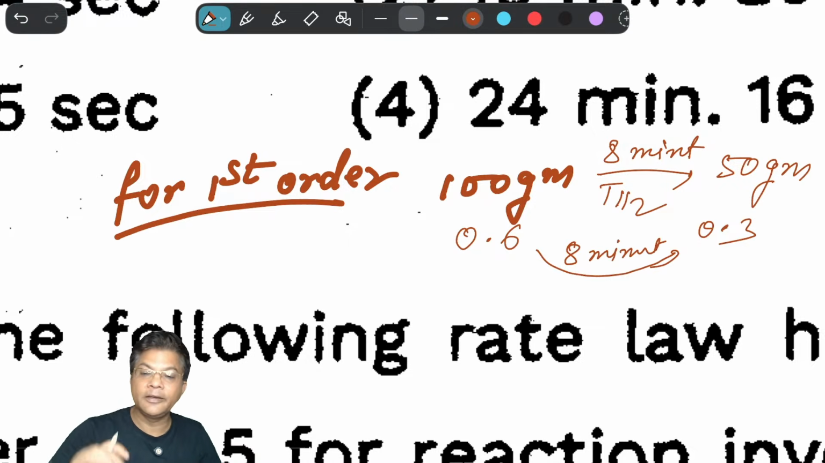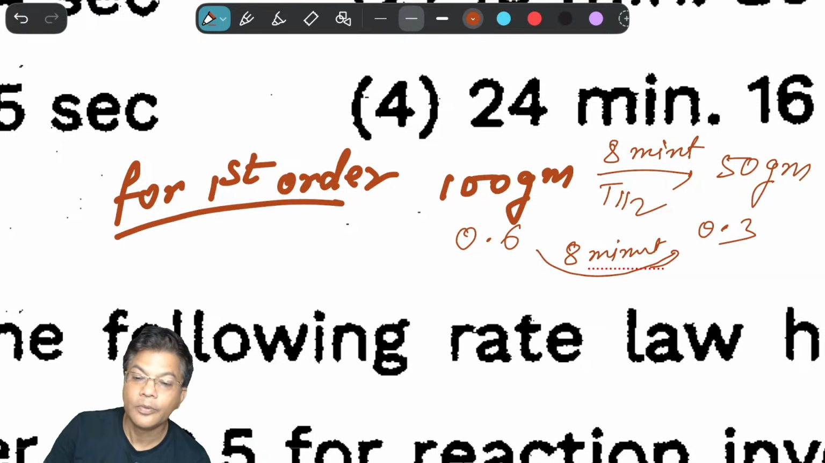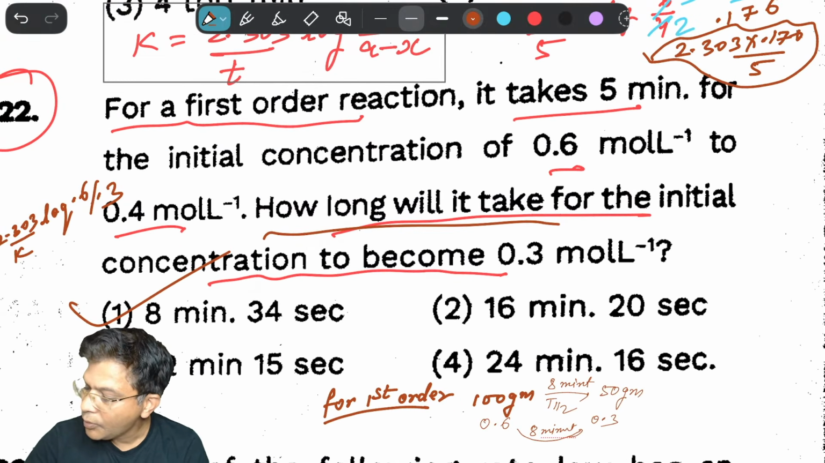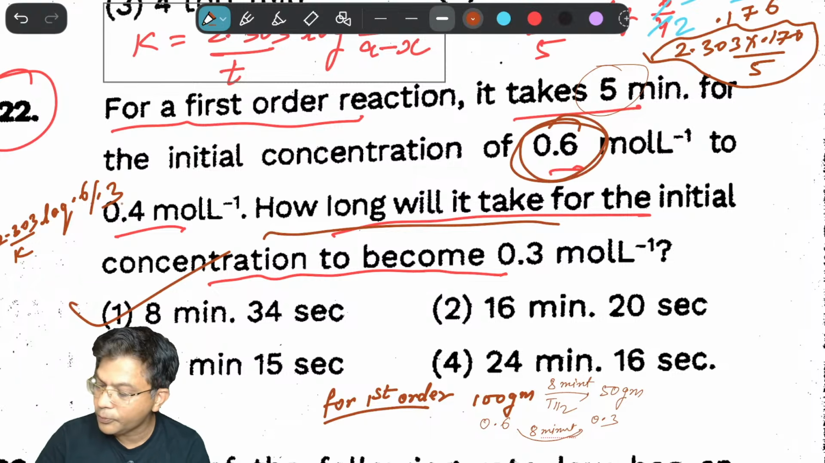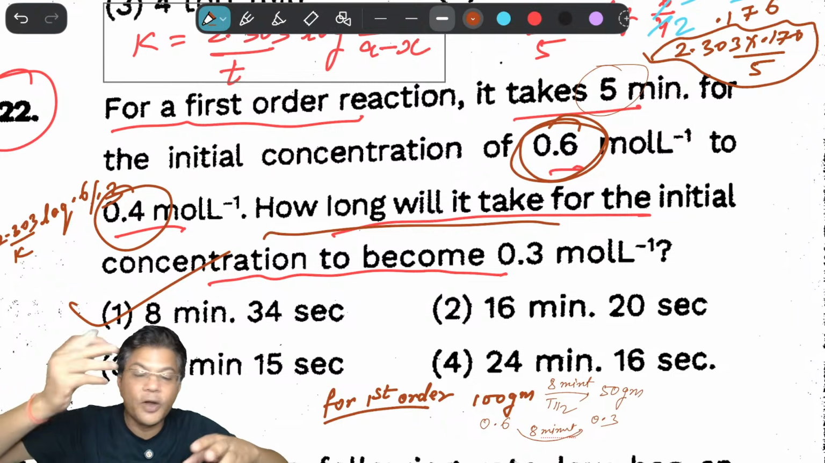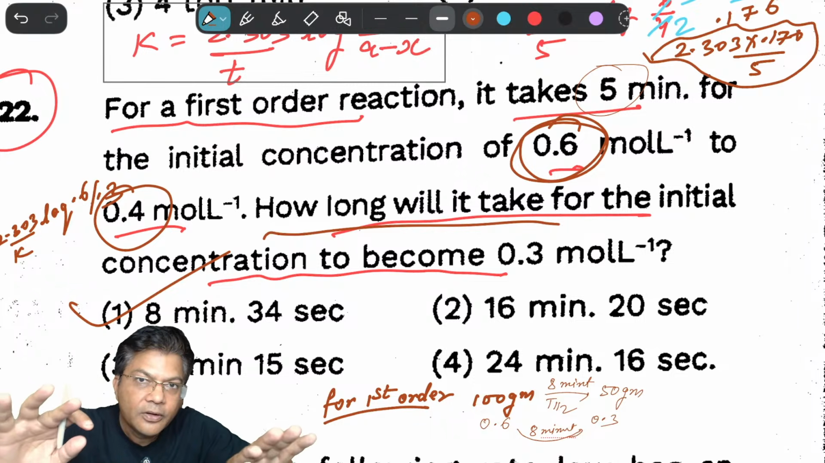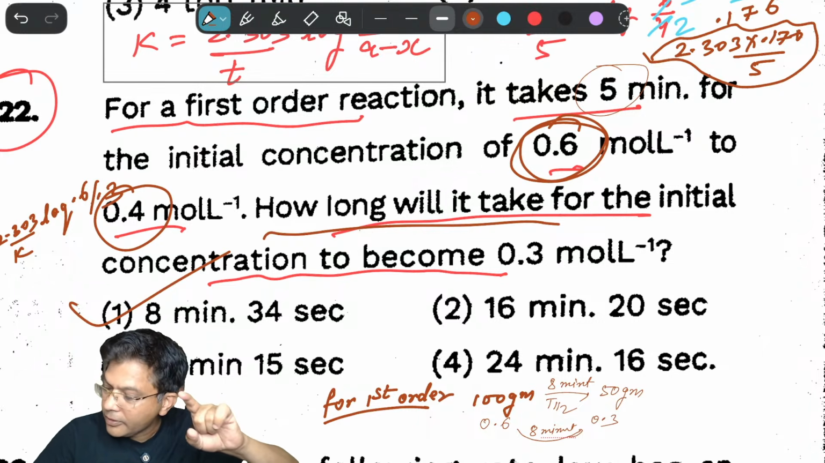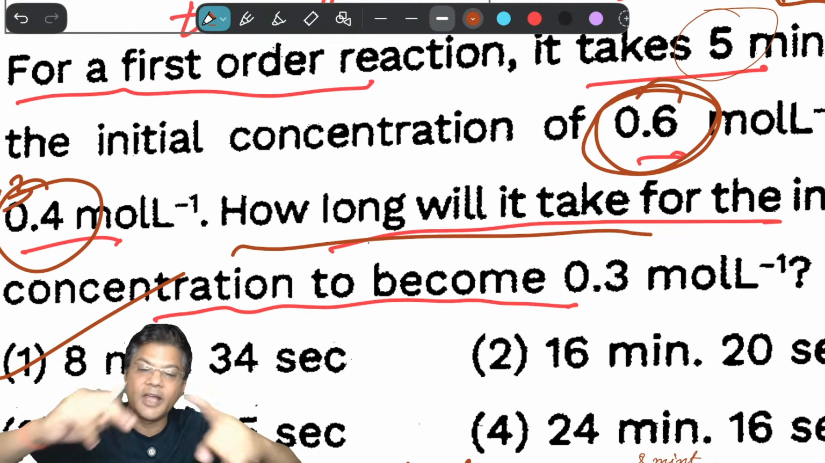Now they are saying it takes 5 minutes to go from 0.6 to 0.4. 0.6 to 0.4 is not half. 0.4 is not the half of 0.6.